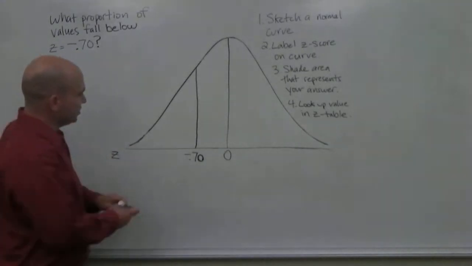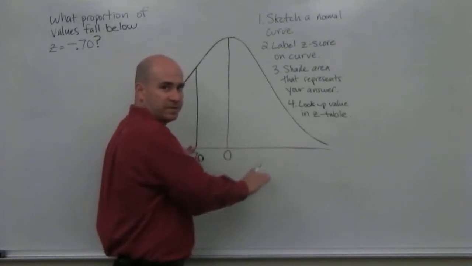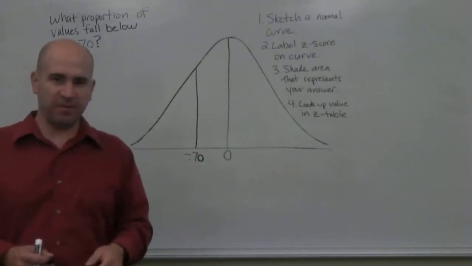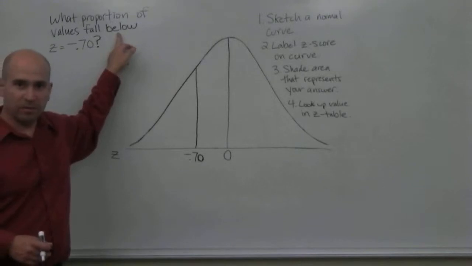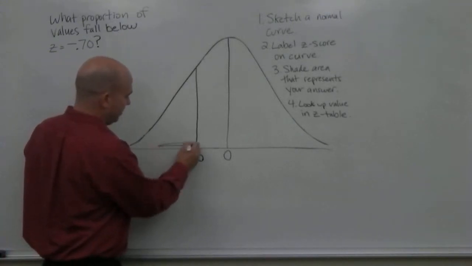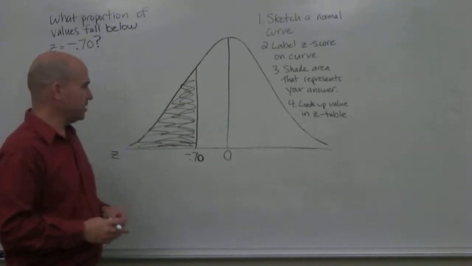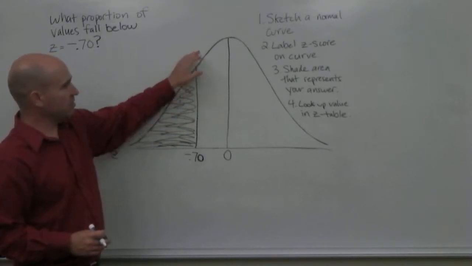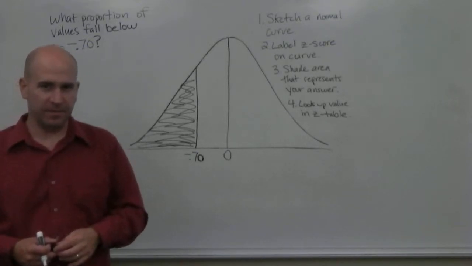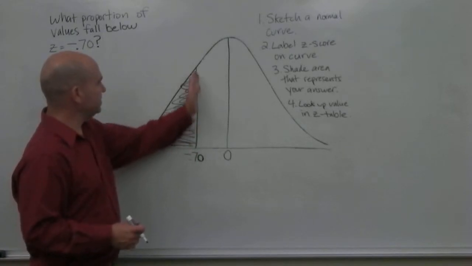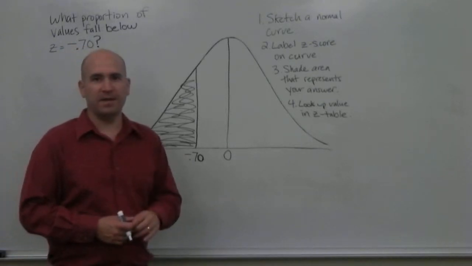So, do I want to shade to the left of 0.70, or do I want to shade to the right of 0.70? I want to shade to the left because I'm looking for the proportion of values that fall below 0.70. So I would shade over here. And then I'd ask you, what does this represent? Does it represent my proportion in the body or my proportion in the tail? Here, this is the tail, or the smaller portion. So I want to look up the proportion in the tail in my table.